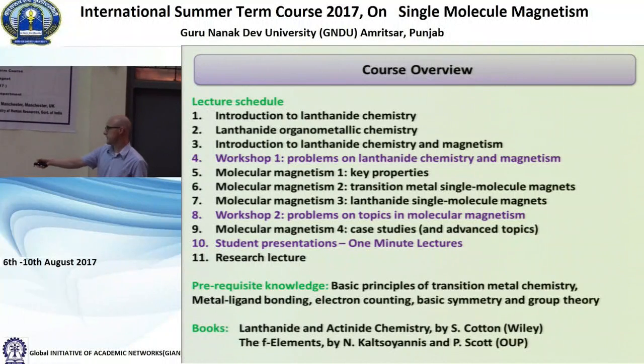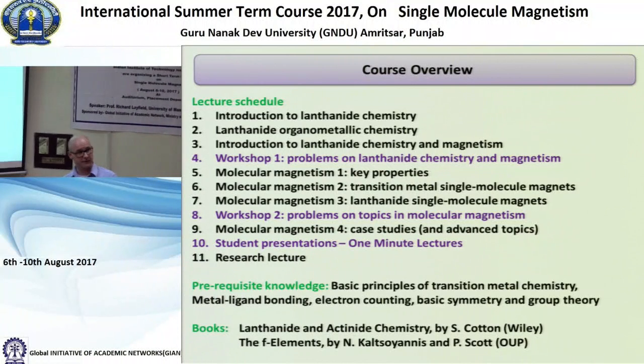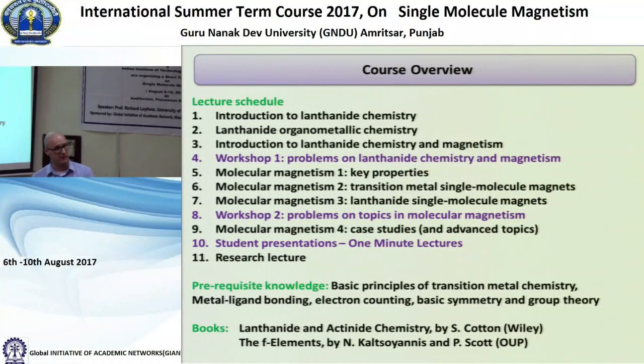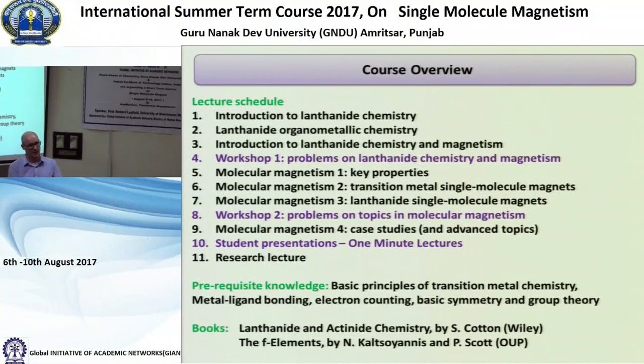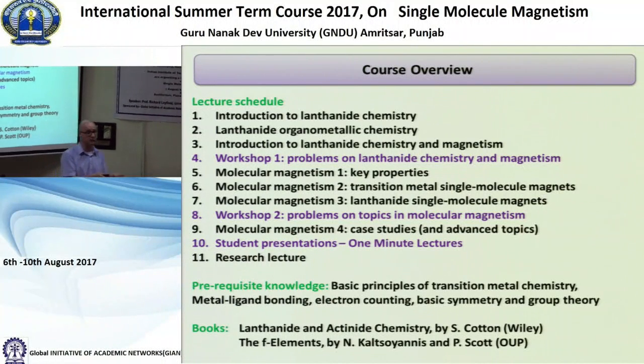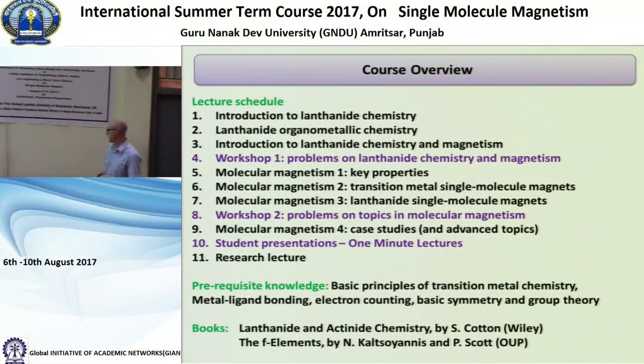Then we'll look at some specific examples in the form of case studies, which I will select from the recent literature. It's a very active topic in molecular magnetism right now, so there are many examples that I can choose. I will just take a few key examples based on lanthanides and on transition metals for you to look at in order to look at things in a little bit more detail.